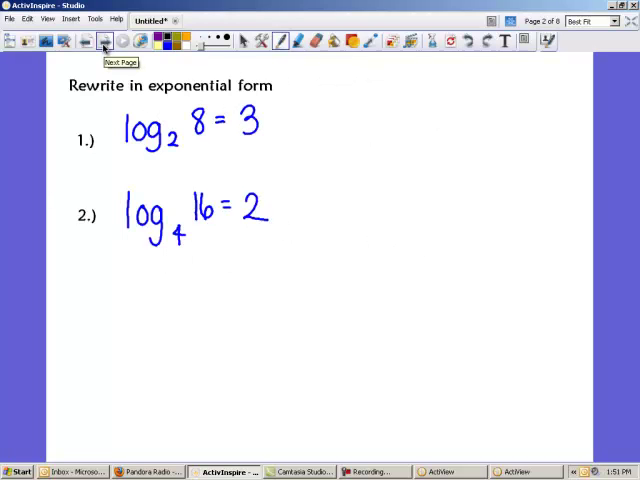We're going to rewrite some of these logarithmic form problems into exponential form, just to get the practice of it. So we're going to take the little base, raise it to the outside number of the equal sign, and that has to equal the number here. And it makes sense: 2 to the third power equals 8. Number 2, same thing. We're going to take the little base, raise it to the second, and that has to equal 16. And this also makes sense. So this is how you would transform a logarithmic form into an exponential form.